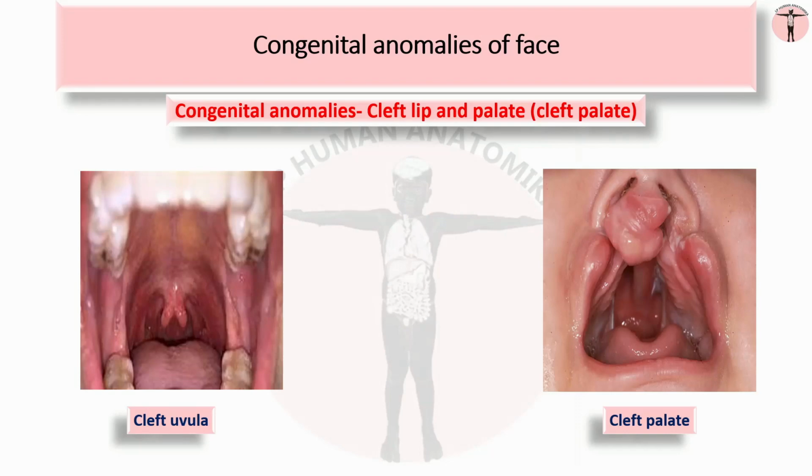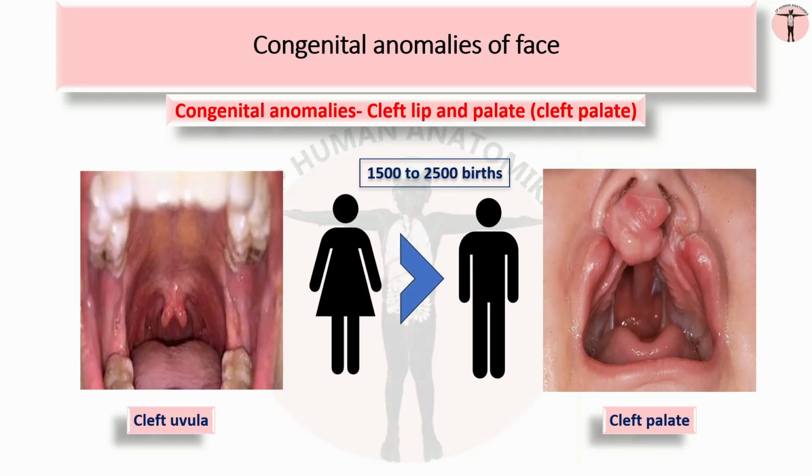Cleft palate. The frequency of isolated cleft palate is lower than that of isolated cleft lip. The incidence of cleft palate is 1 in 1500 to 2500 births. It occurs more often in females than in males. The reason may be, in females, the palatal shelves fuse approximately 1 week later than in males. The cleft may involve only the uvula, giving it a fish tail appearance, or it may extend through soft and hard regions of the palate.